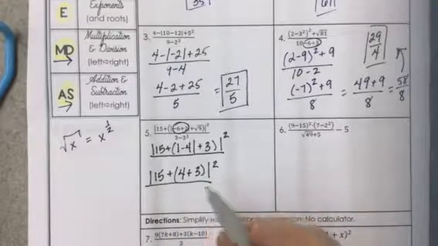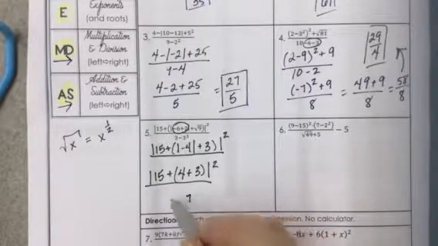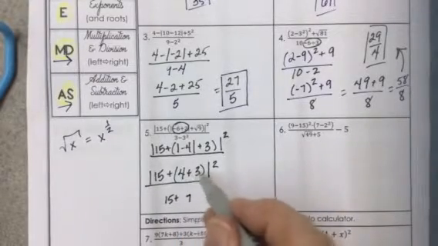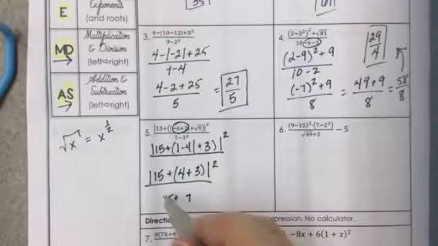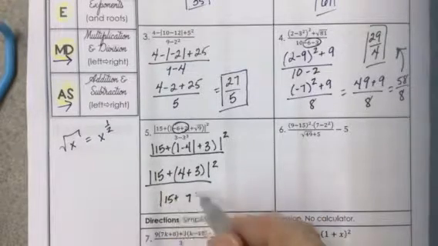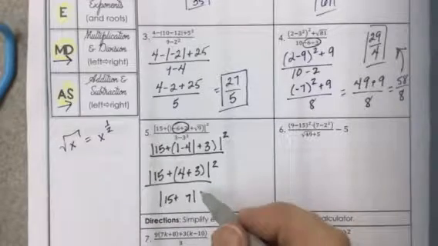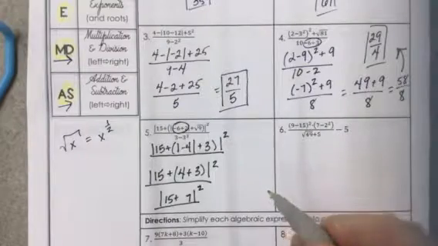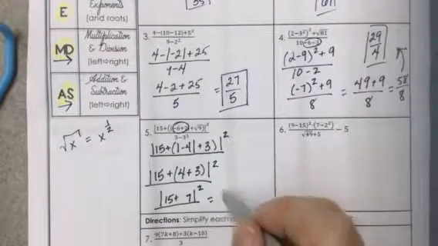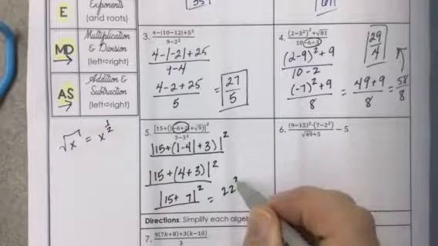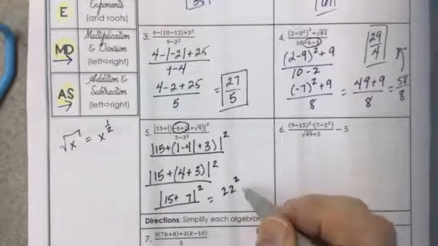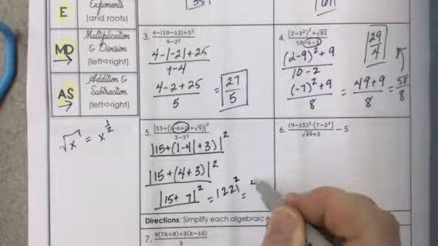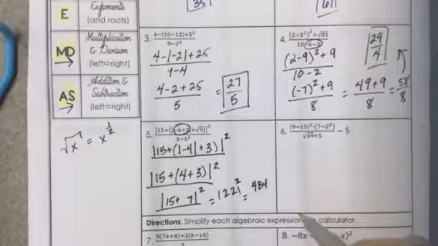Now work within the parentheses. 4 plus 3 is 7. Now that I have finished all the operations within these parentheses, I can drop the parentheses, take the absolute value of 15 plus 7, and then square it. 15 plus 7 is 22. The absolute value of 22 is 22. 22 squared is 484.